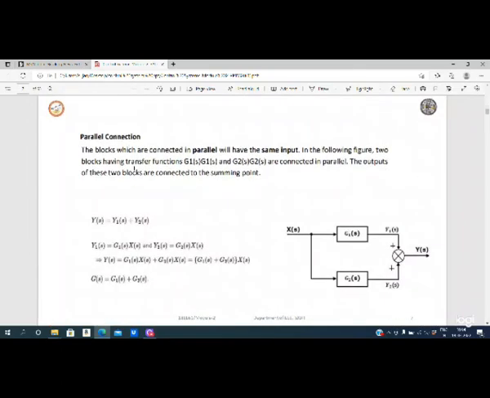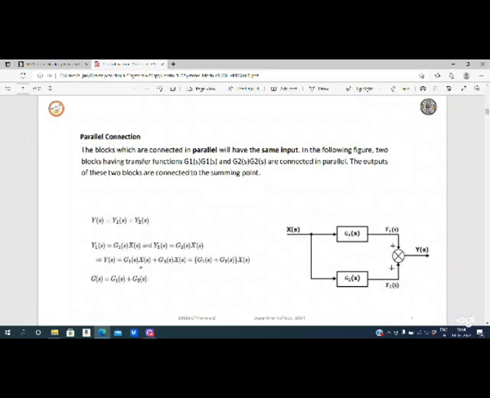So that is the series connection, and we have a parallel connection. In the parallel connection, you have G1(s) block and G2(s) block, and you have an input X(s) and an output Y(s). G1(s) block output is Y1(s) and G2(s) output is Y2(s). So from this representation, we can easily tell that Y(s) is equal to Y1(s) plus Y2(s). So what is Y1(s)? Y1(s) is nothing but X(s) into G1(s). Y2(s) is nothing but X(s) into G2(s).